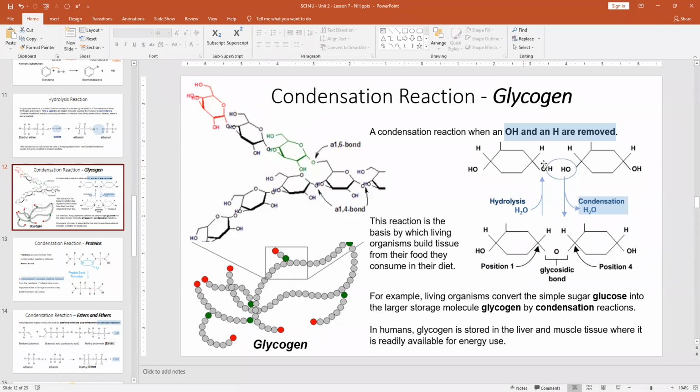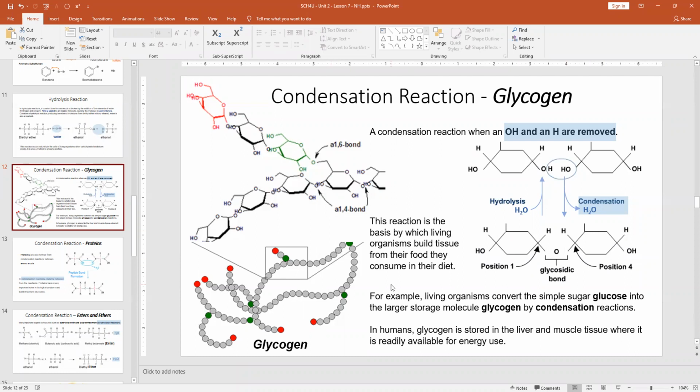glucose molecules. And the reverse, the condensation: you get two glucose molecules, you remove a water molecule from them, and that gives you a new molecule, two glucose molecules joined by a glycosidic bond, and this starts the chain of glycogen. Glycogen is an example of a polymer, which we can talk about in the next lesson, which is actually your independent study unit.